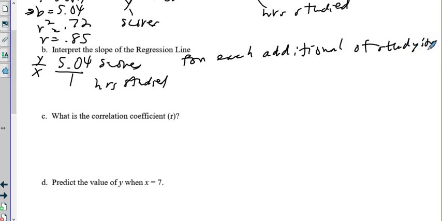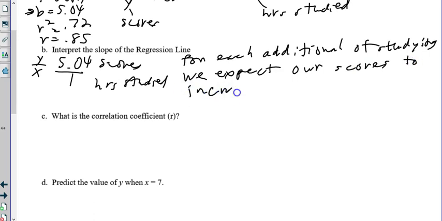we predict or we expect, you can use either word you want, our scores to go up or increase, whatever word you want to use, by 5.04 points. So every hour we study, we expect 5 points higher on our test. That's what we expect.